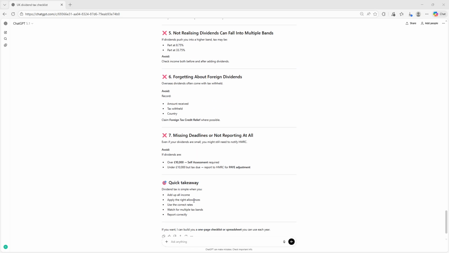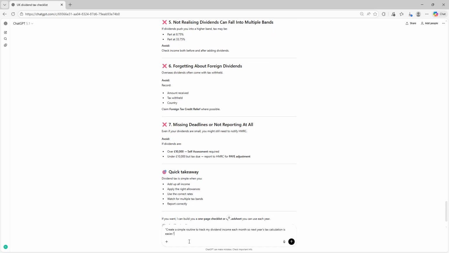Finally, set yourself up for future tax years with this habit prompt. Create a simple routine to track my dividend income each month so next year's tax calculation is easier.